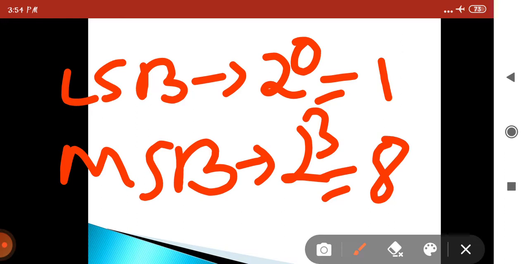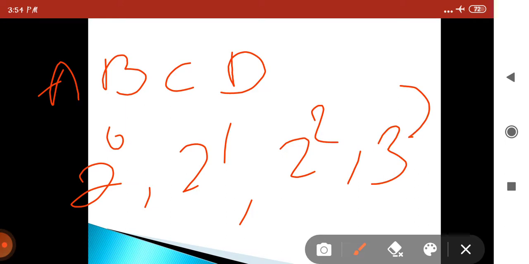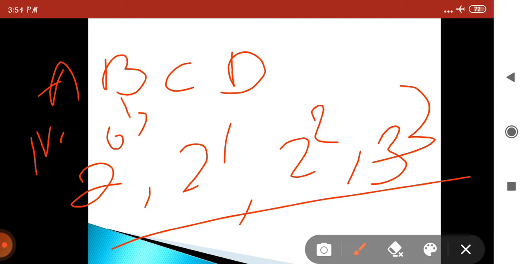For example, I am going to take the inputs A, B, C, D. Usually I take that one in a digital system. 2 raised to 4 is 16. 2 raised to 0, 2 raised to 1, 2 raised to 2, 2 raised to 3 can be written like that. For example, in the LSB A is a 1 volt, B is a 2 volt, C is a 3 volt, D is a 4 volt.